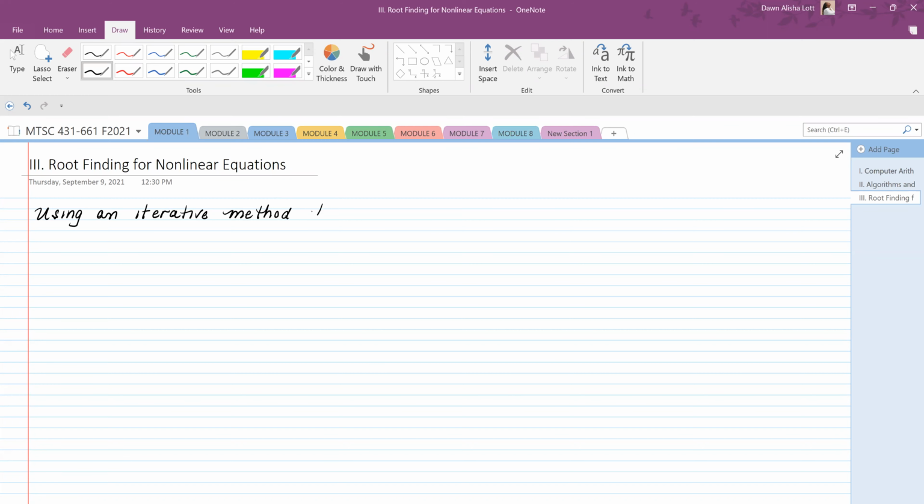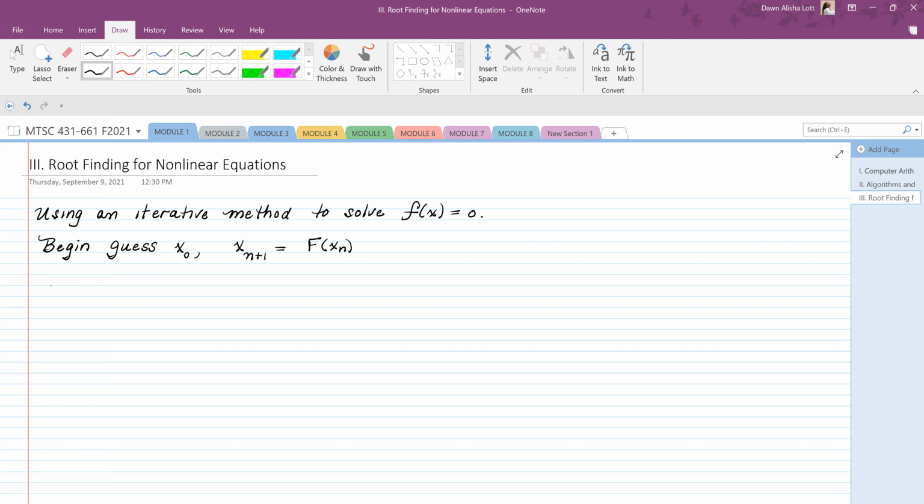To solve f of x is equal to 0. So we're going to begin with a guess. We're going to call it x naught. And then we're going to find subsequent guesses to be some function of the guess before.